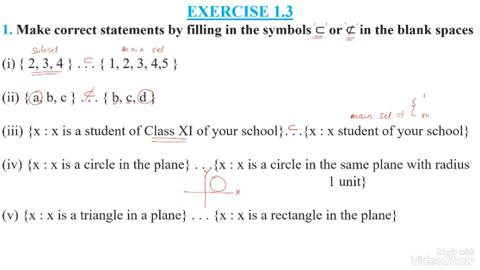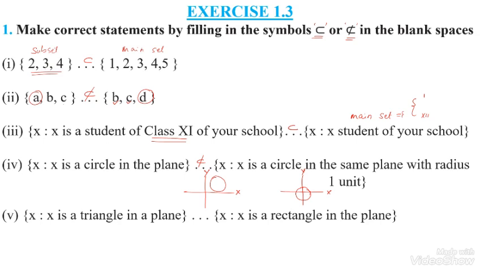Then x is a circle in the same plane with radius 1. For example, I can draw the same plane, that is XY, with radius 1, meaning the circle is taken from the origin with radius 1. Both are different. Here it is a fixed quantity, but the other is not fixed; it changes. That's why it is not a subset of the main set.